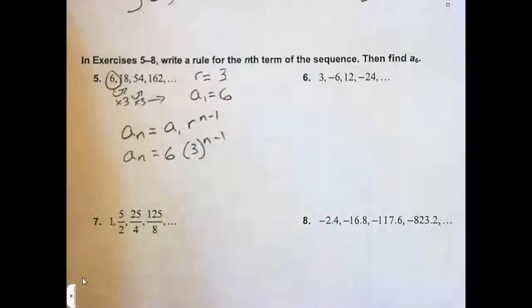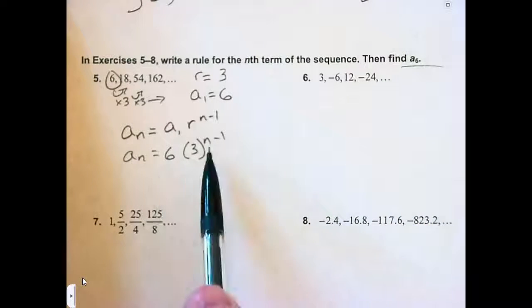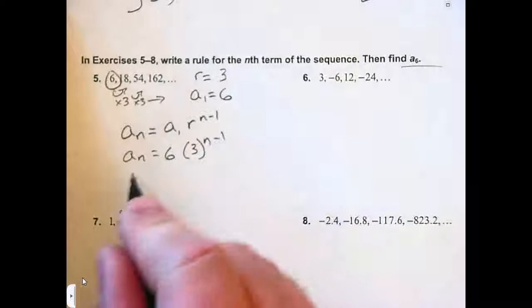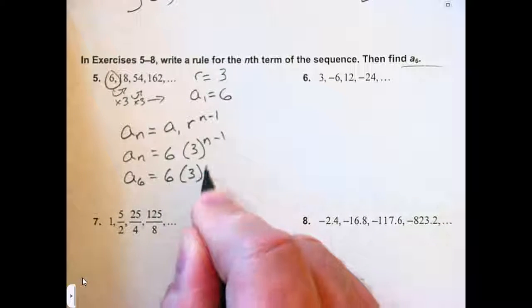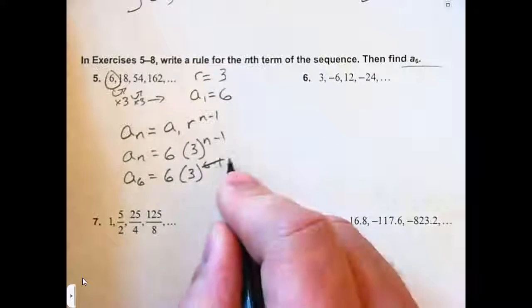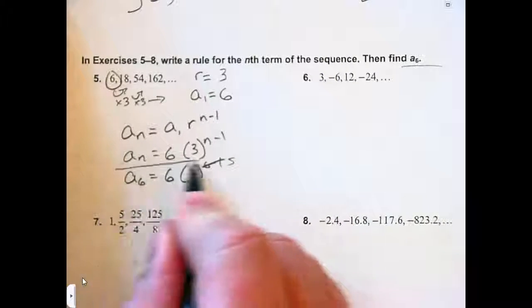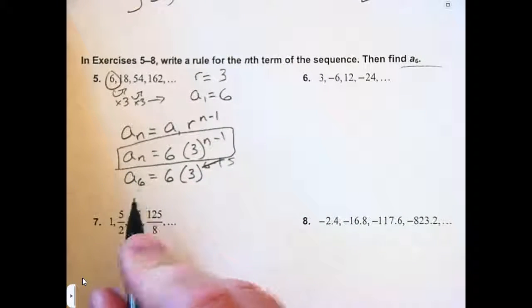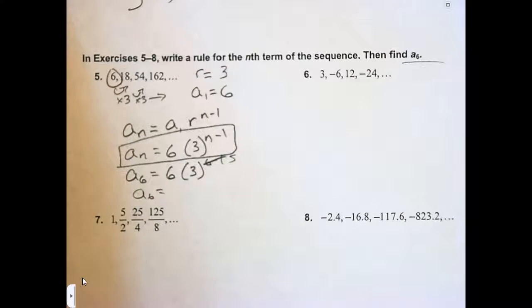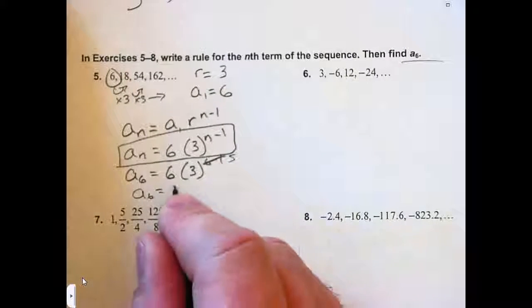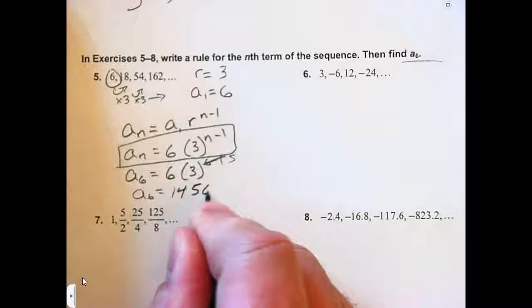If we want to find a sub 6, we've got to plug in 6 here. So that makes that the 5th power, which is, box our formula there. 3 to the 5th times 6 gives us 1,458.